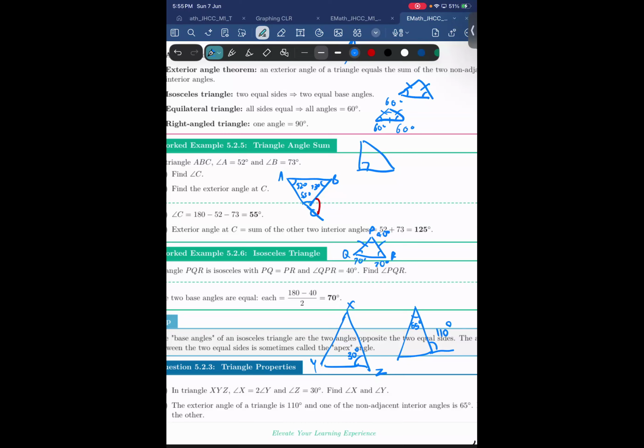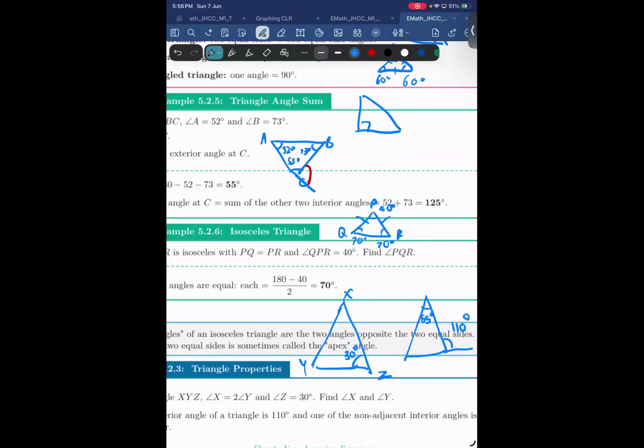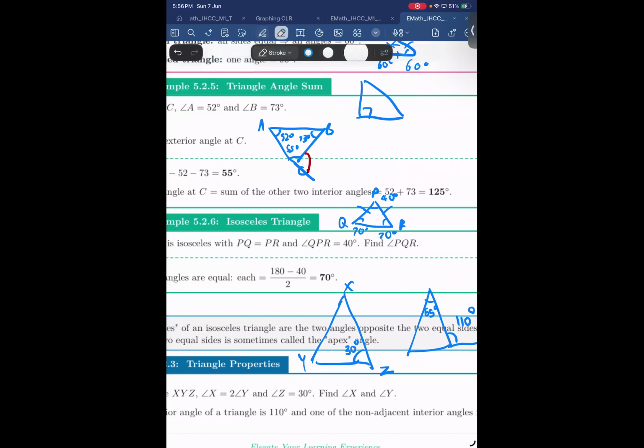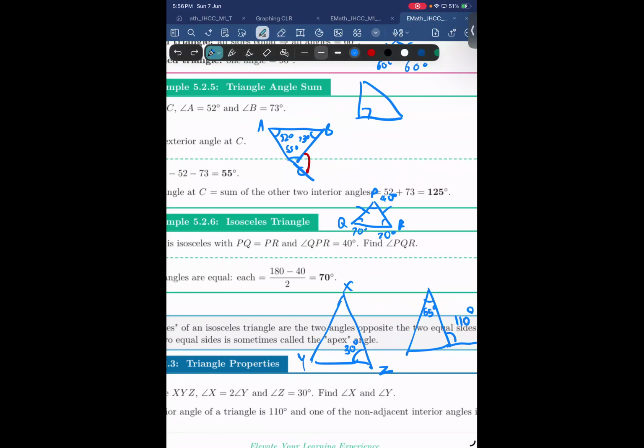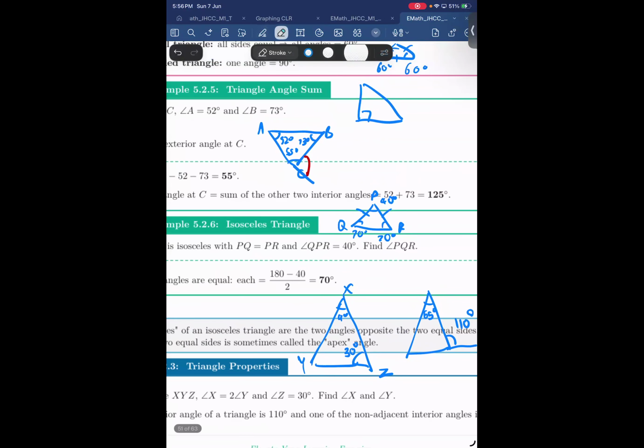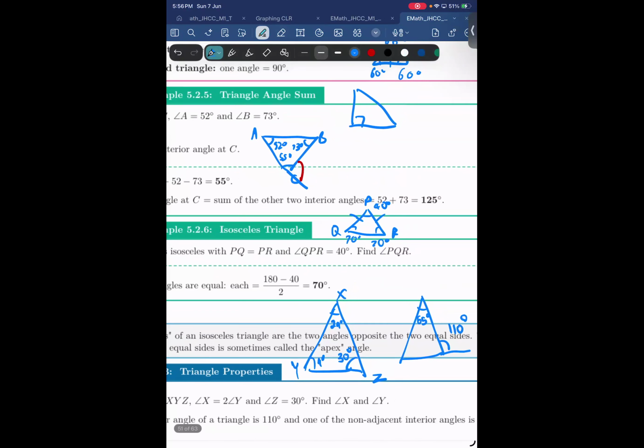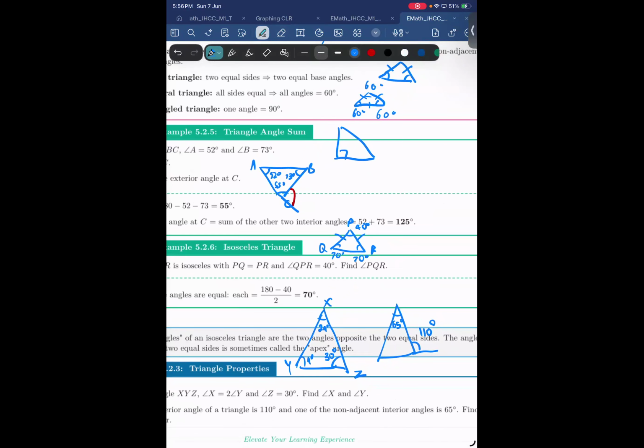So for part A, in triangle XYZ, let me call angle Y A degrees. Because angle X is 2 times angle Y, it's 2A degrees. And angle Z is 30 degrees. Find angle X and angle Y.